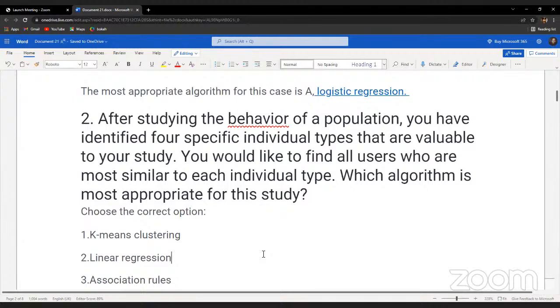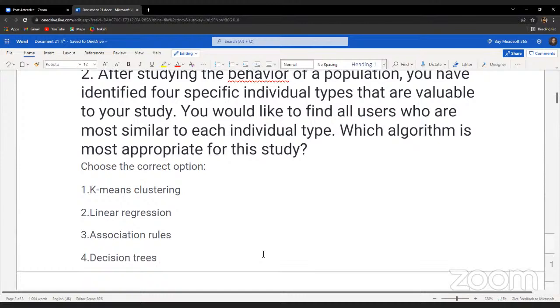Okay, so as we jump into the next question: after studying the behavior of a population, you have identified four specific individual types that are valuable to your study. You would like to find all users who are most similar to each individual type. Which algorithm is most appropriate for such studies? The options are k-means, linear regression, association rules, and decision tree. If anyone knows the answer, ping me in the chat box, and we'll discuss the answer within a minute.